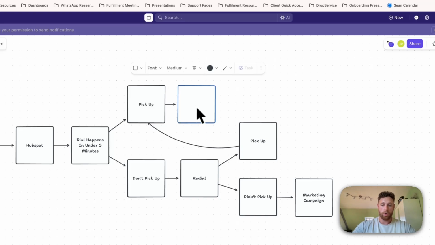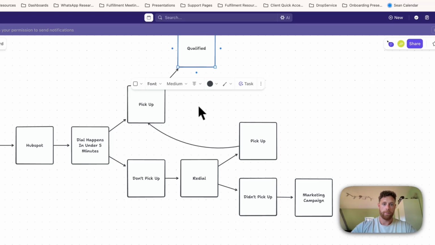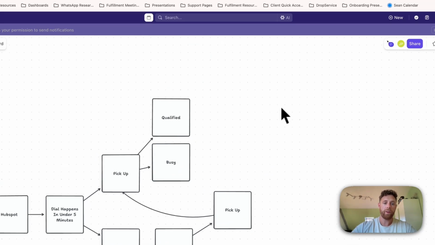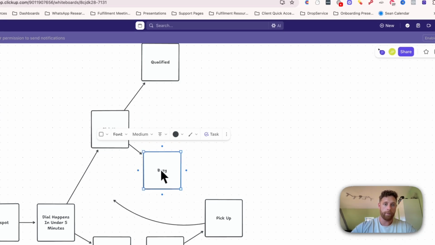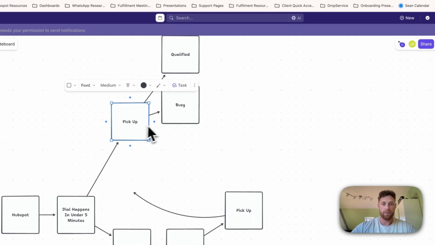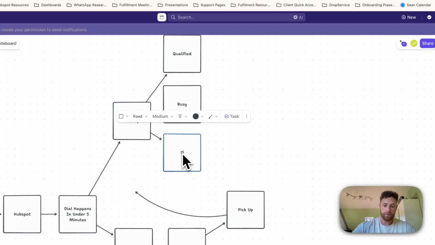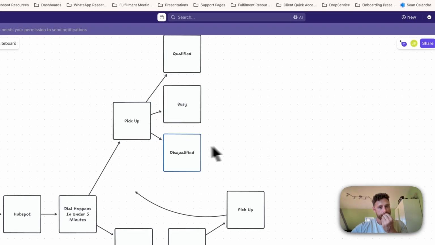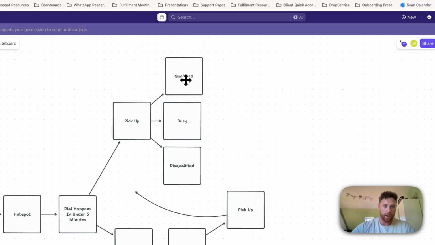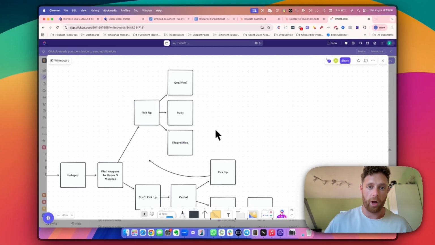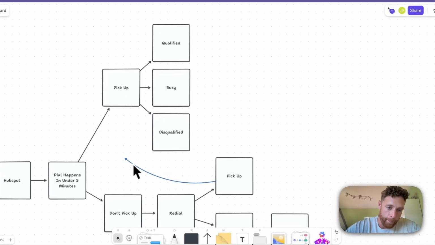Well, they can be qualified. They can be busy, so maybe they can't talk right now. And I'm going to drag this guy way up here just to make it easy to visualize. So we have qualified, we have busy, we have disqualified. Let's just keep it at that. Again, you can start to see there are a lot of other potential situations we could run into, but ultimately they're qualified, they were busy and couldn't talk, or they're disqualified. So let's just keep it simple for now.